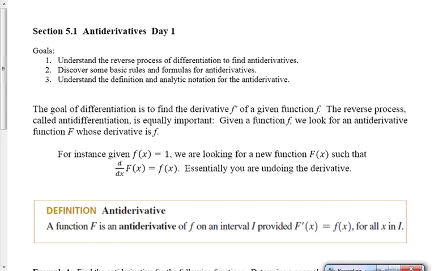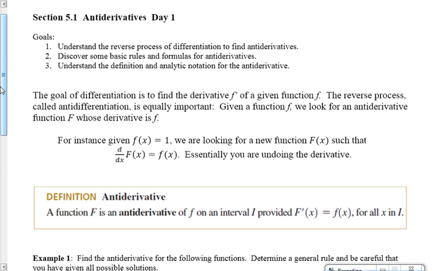I had some audio issues when I recorded this lesson yesterday during class, so we're going to give this a go again. I'll try to do this quickly, with a brief overview of what we did in class for section 5.1, Antiderivatives, day 1.